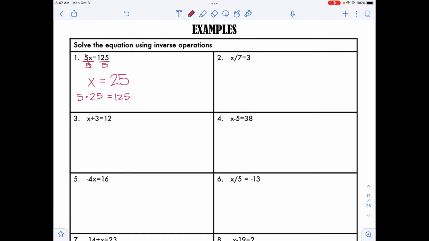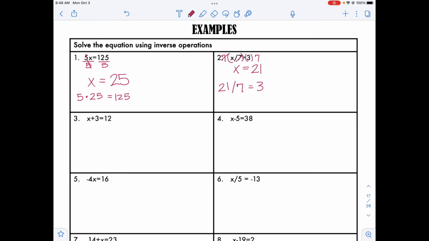Okay, number 2 says x divided by 7 equals 3. So the opposite of divide is multiply, so we're going to multiply by 7 on both sides. So these 7's cancel out, so x equals 3 times 7 is 21. And you can check it by putting it back in. 21 divided by 7 equals 3. So I'm right, because it matches the problem that I started with.